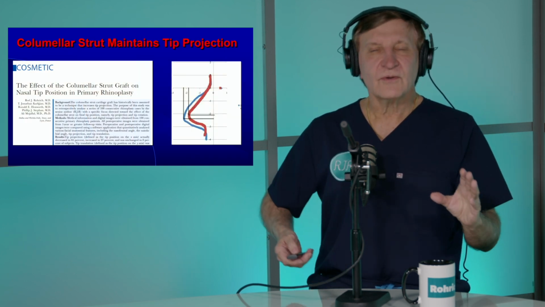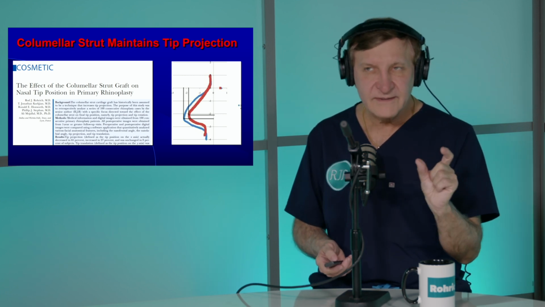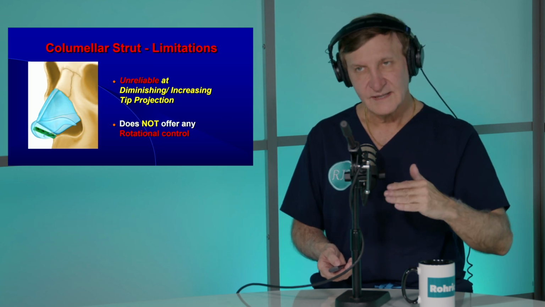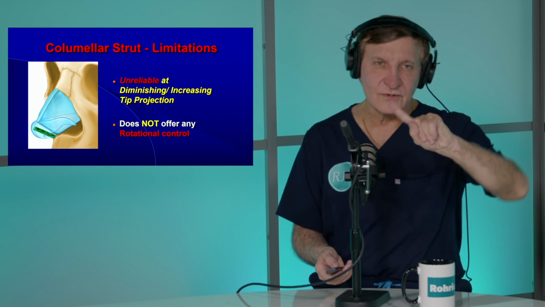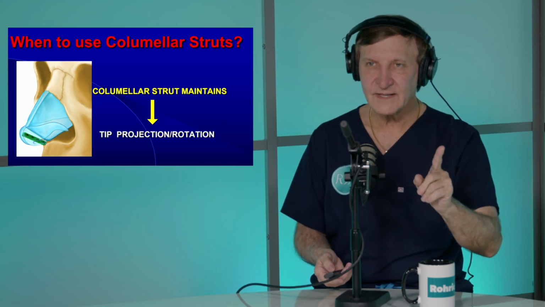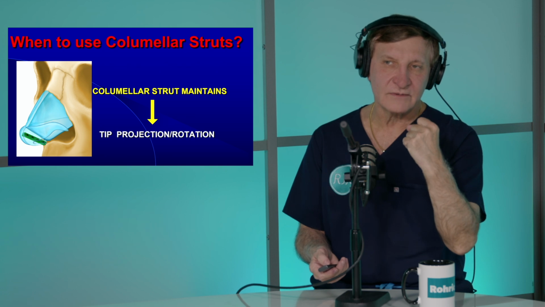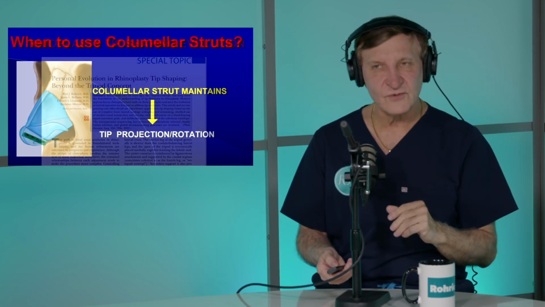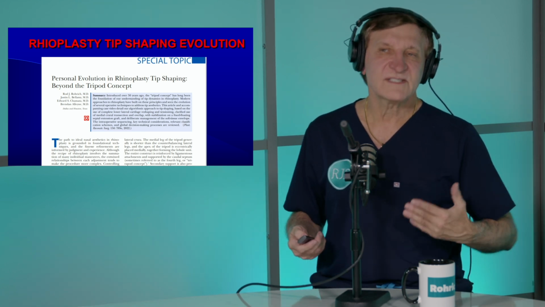But why does it not work for all patients? It works great to maintain tip projection or rotation, but it doesn't work to increase it or decrease it. In essence, it's unreliable, and it doesn't offer any rotational control. We use columnar struts when you have a good, strong lower lateral cartilage. But if you want to increase tip projection or rotation, it doesn't work well. Hence, the evolution of tip shaping with a septal extension graft.